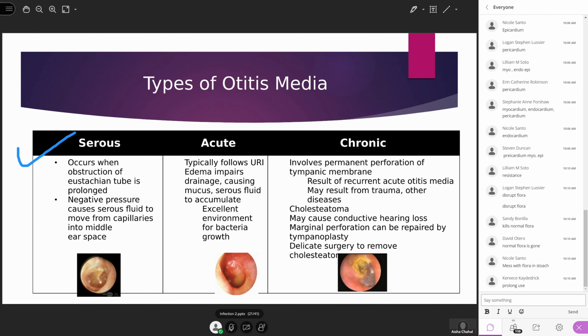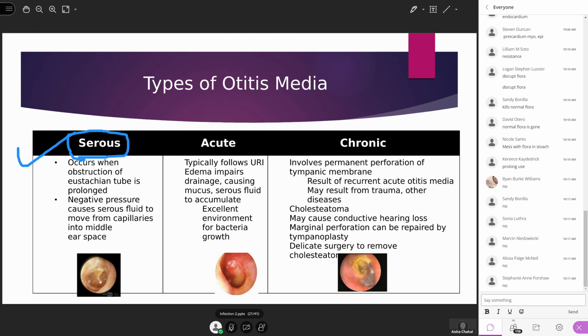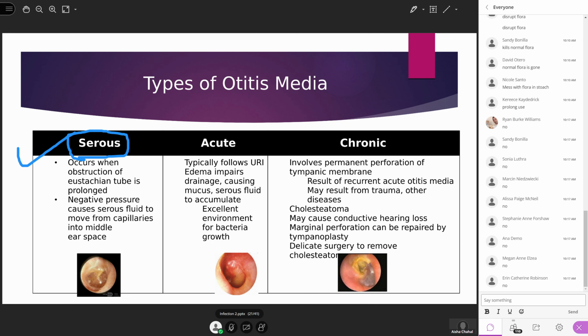So this is otitis media with effusion, we call it. And the other name is serous otitis media. But what do you think? Does the patient need antibiotics if they have serous otitis media or otitis media with effusion? Patient does not need antibiotics.